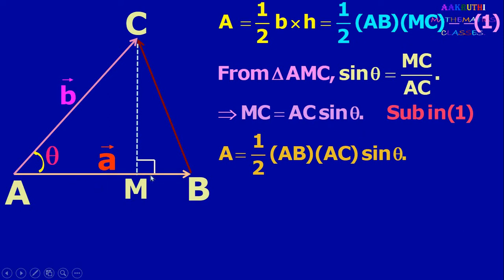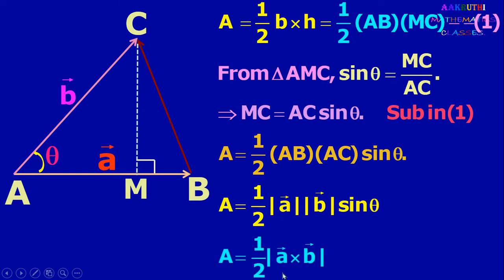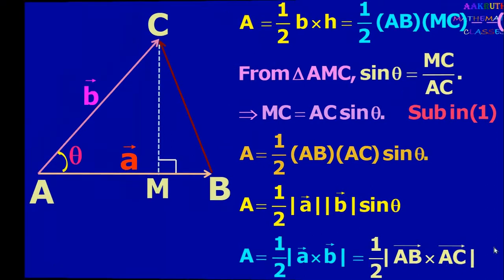And here AB is the length of A vector and AC is the length of B vector, and we can write A equal to half into magnitude of A, magnitude of B into sin theta. And magnitude of A vector, magnitude of B vector into sin theta can be written as magnitude of A vector cross B vector. So therefore area equal to half into magnitude of A vector cross B vector, and it is also written as half into magnitude of AB vector cross AC vector.